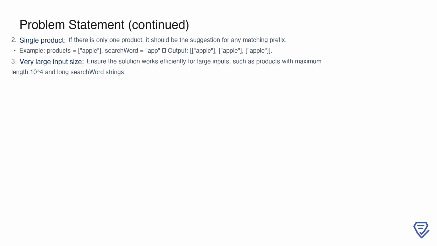Another edge case to consider is when the search word generates prefixes that match exactly one product. For example, if the product list is Apple and the search word is app, the output should consistently provide Apple for all prefixes that match. These scenarios highlight the importance of optimizing the solution to handle edge cases and constraints effectively, ensuring accurate and efficient results even for extreme inputs.